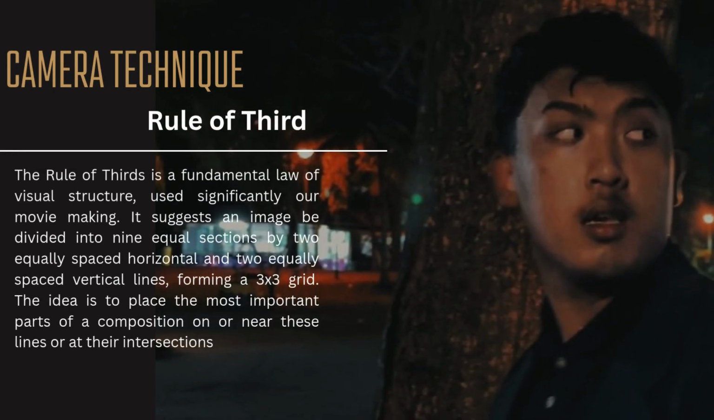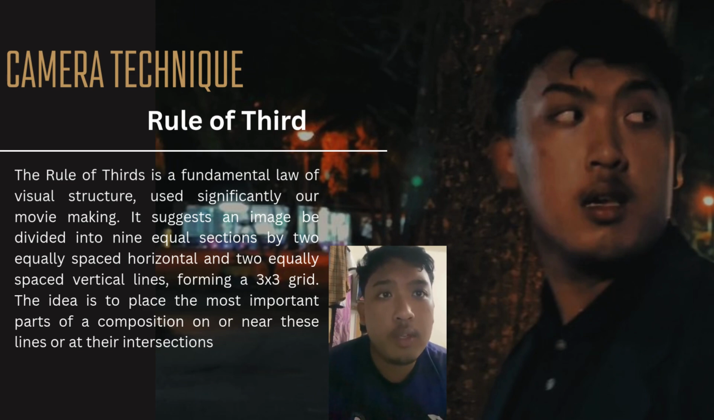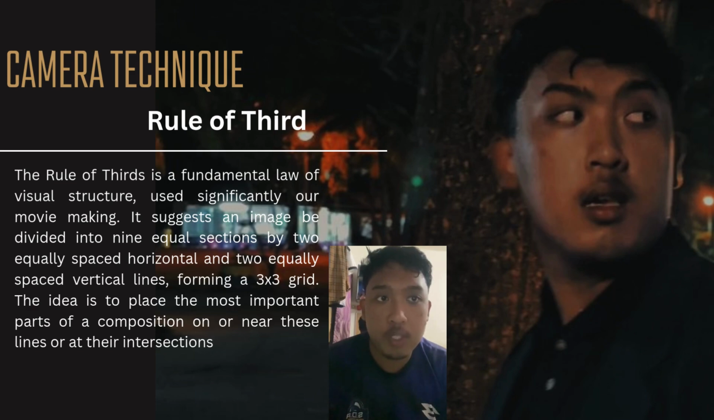So for another camera technique, we use the rule of thirds. The rule of thirds is a fundamental law of visual structure used significantly in our moviemaking, and it suggests an image be divided into 9 equal sections by 2 equally spaced horizontal and 2 equally spaced vertical lines. The idea is to place the most important part of a composition on or near these lines or at their intersections.